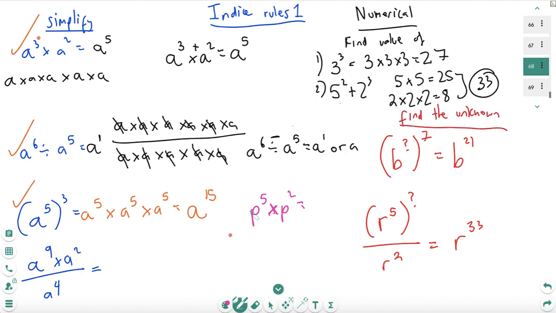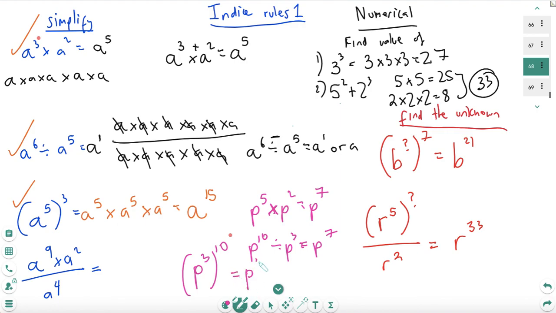Well, they're being multiplied, so we add up the indices, so p to the power of 7. The second rule is the division rule: p to the power of 10 divided by p to the power of 3. Well, the indices are being divided, so we're going to subtract the exponents. So p to the power of 7. And then p to the power of 3, to the power of 10. Well, there's an exponent on the inside and an exponent on the outside, and we multiply them.